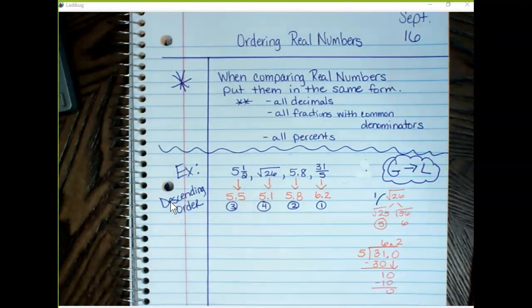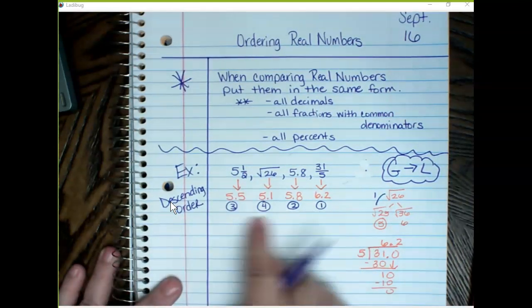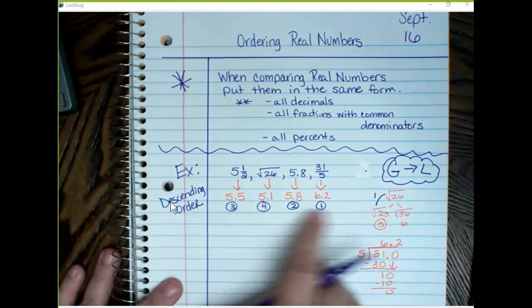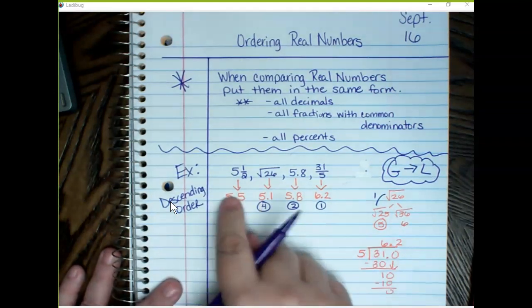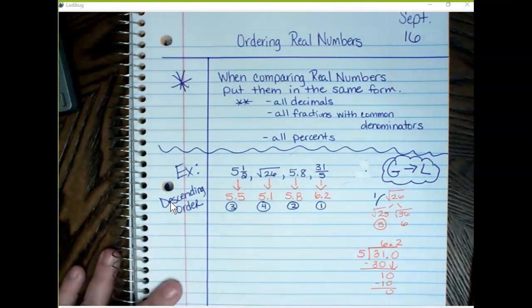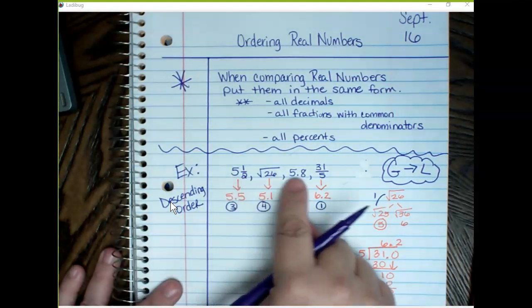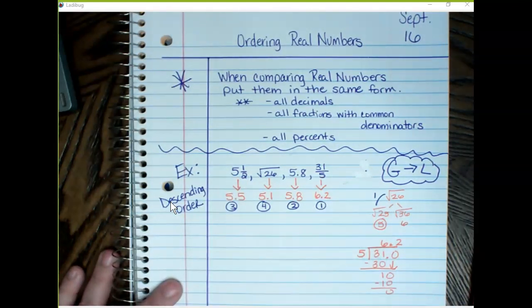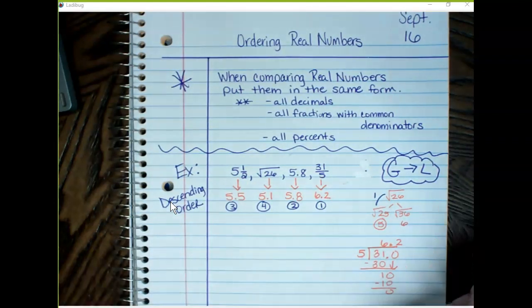Now, I know we can tell what order they are, but this is not my final answer. If this was a test question, my answers are not going to be 3, 4, 2, 1. They're not even going to be all the decimals. My answer choices would be from these numbers, right? The original numbers. So for your final answer, you must have it in the original form.